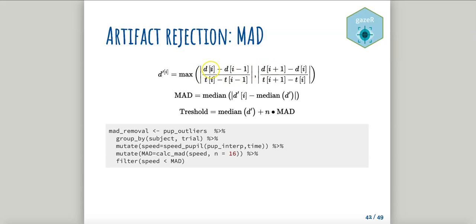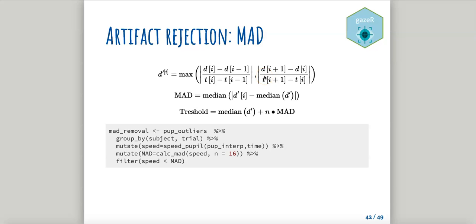In this equation, let d_i be the pupil size series with corresponding timestamps, t_i. The dilation speed at each sample, this d prime i, is calculated as the maximum absolute normalized change relative to either the preceding or the succeeding sample.